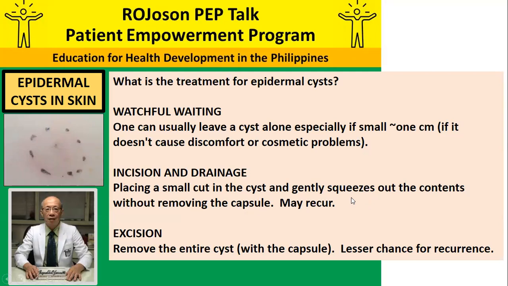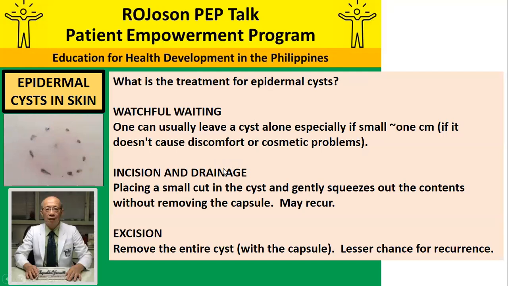What is the treatment for epidermal cysts? There are three options: watchful waiting, incision and drainage, and excision. For watchful waiting, one can usually leave a cyst alone, especially if small, especially if it's less than 1 centimeter, if it does not cause discomfort or cosmetic problems.